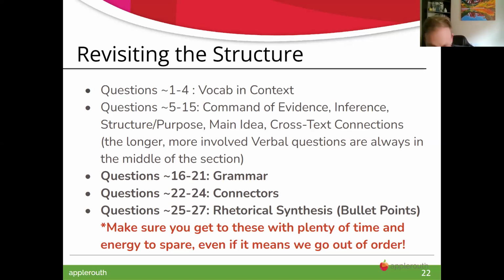Nail these questions, get as many of them right in as little time as you can, and then come back and dig into the stuff in the middle. And again, every single SAT verbal module will look like this. Grammar might start on like 15 or 14 or 17, but it's very much right in this range.